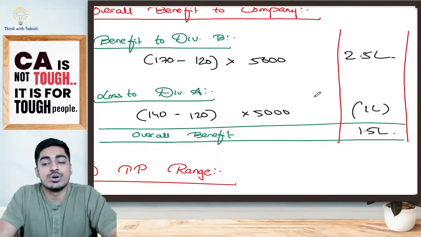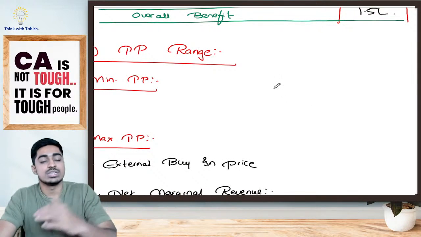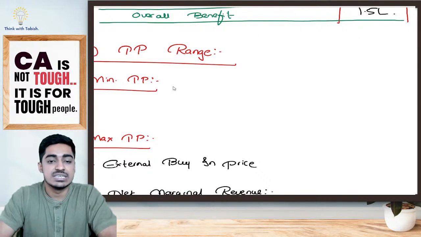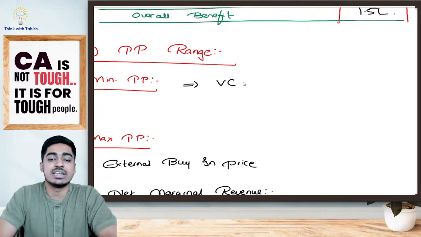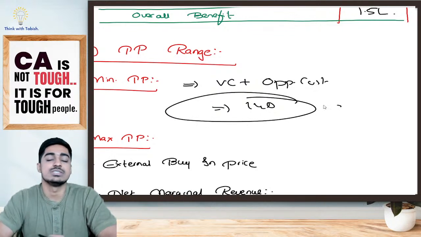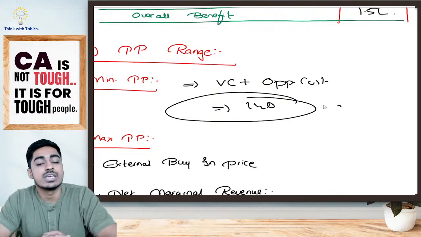This can also be got through the transfer pricing range. Let us do the third part and arrive at the transfer pricing range. Yes, what is the minimum transfer price? We are telling variable cost plus opportunity cost plus specific fixed cost. We want at least 140 rupees. Yes, because we are operating at full capacity.